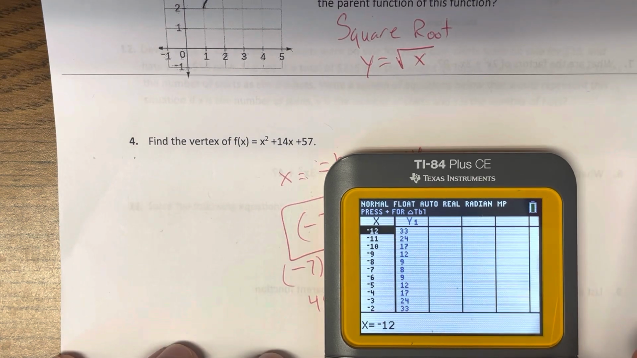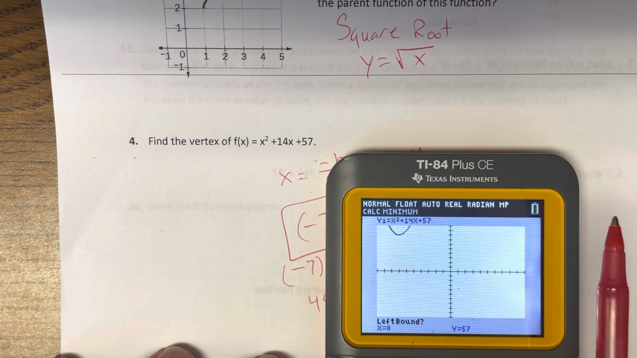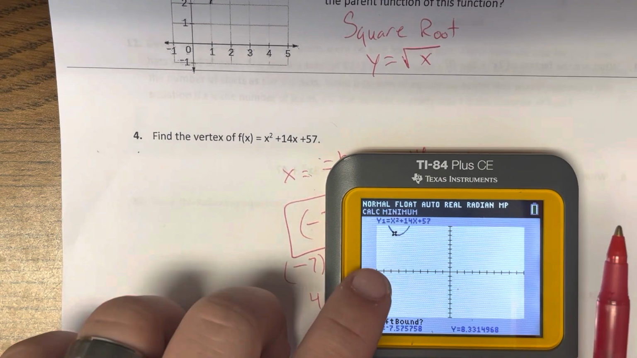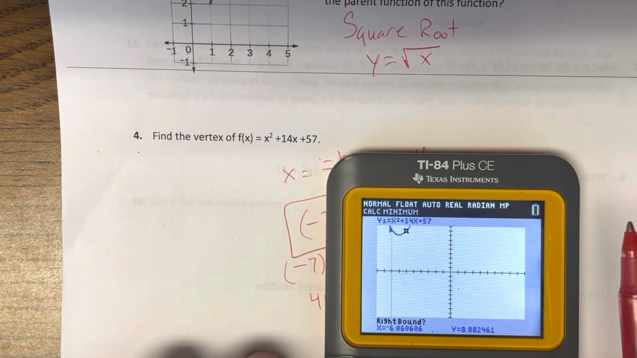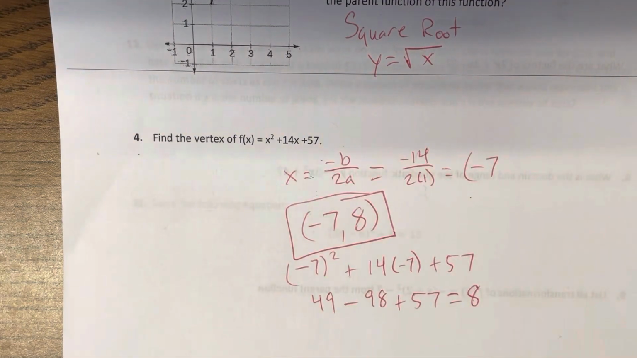I can also, in my graph, go to the calculate option and calculate that minimum value. So I can go all the way to the left. Right now that's where my x is. The cursor, there it is right there. So I'm going to trap the vertex. I'm going to go to the left bound, then the right bound, trapping that vertex, and press it one more time. Negative 7, 8. That's my vertex.